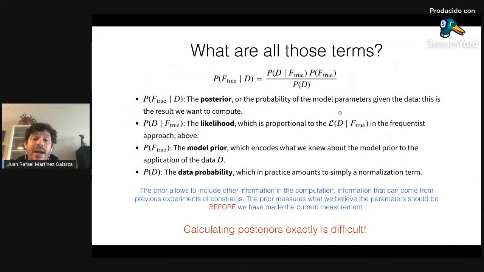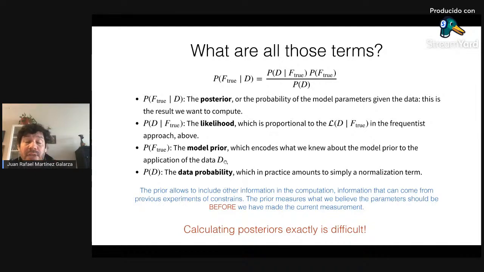And here I just break it up. So this is the posterior, the probability of the model parameters given the data. This is what we often want to compute when we're doing Bayesian statistics. There is the likelihood, which is basically the expression given by the data given the models, and this is the frequentist approach. There's the model prior, and there's the evidence, the data probability, and that will help us in model comparison.